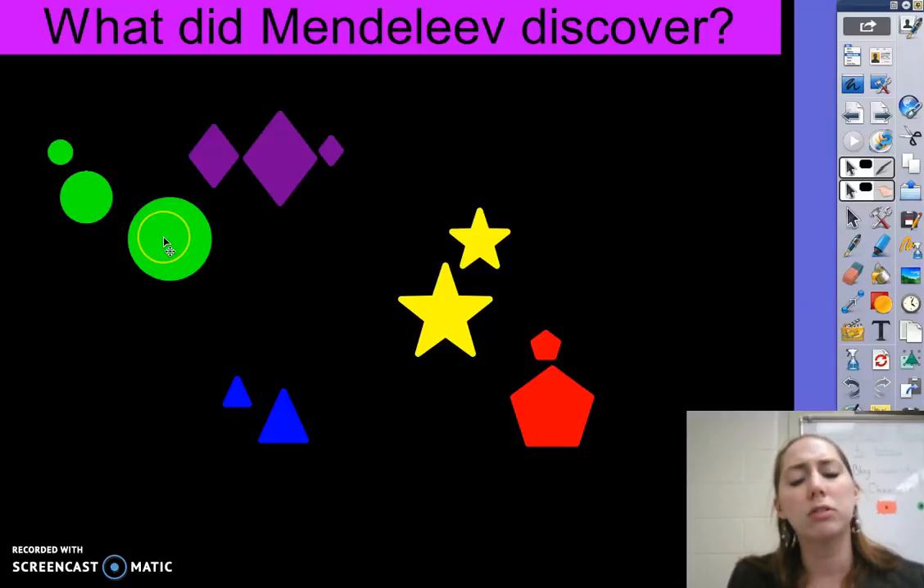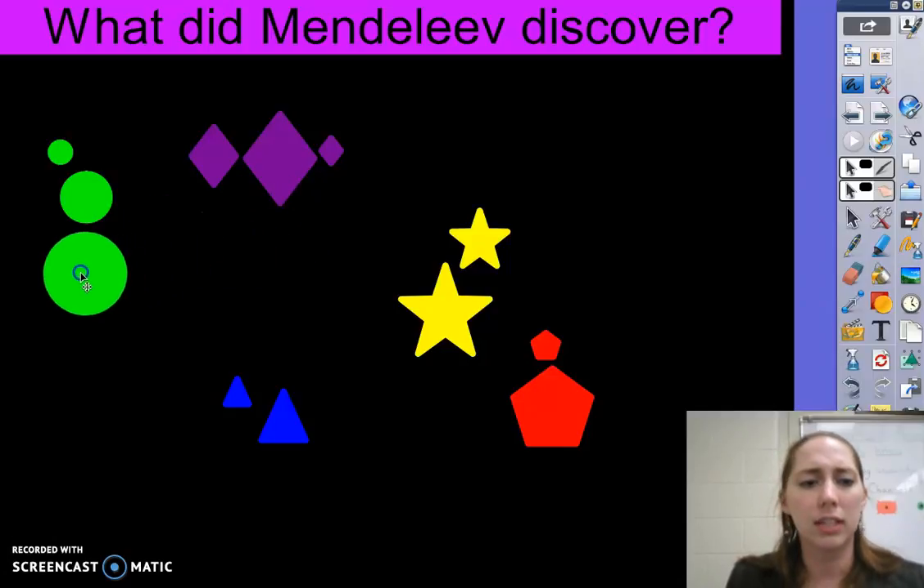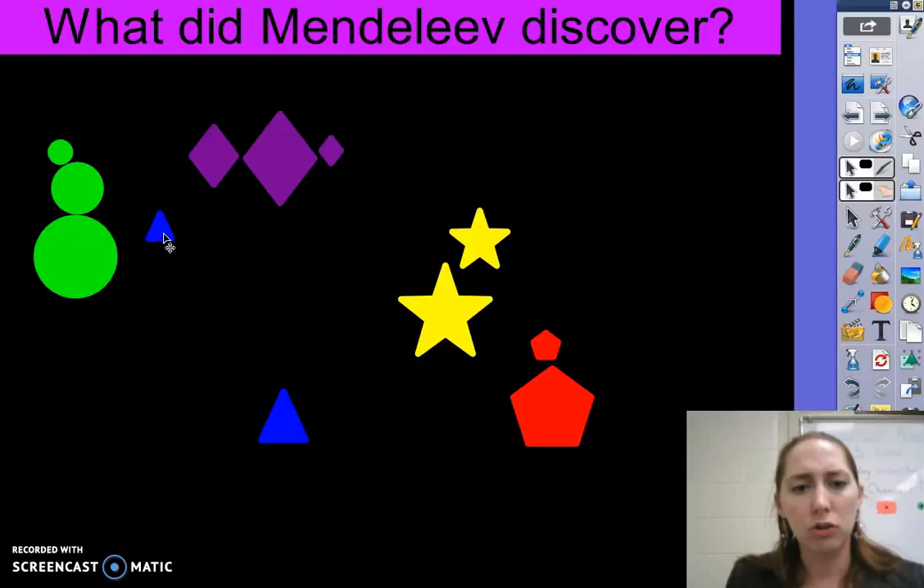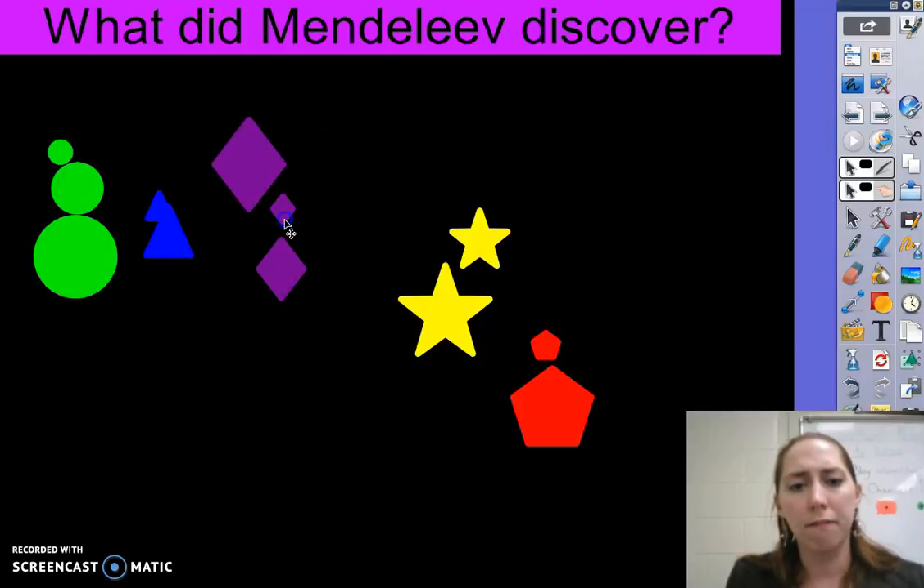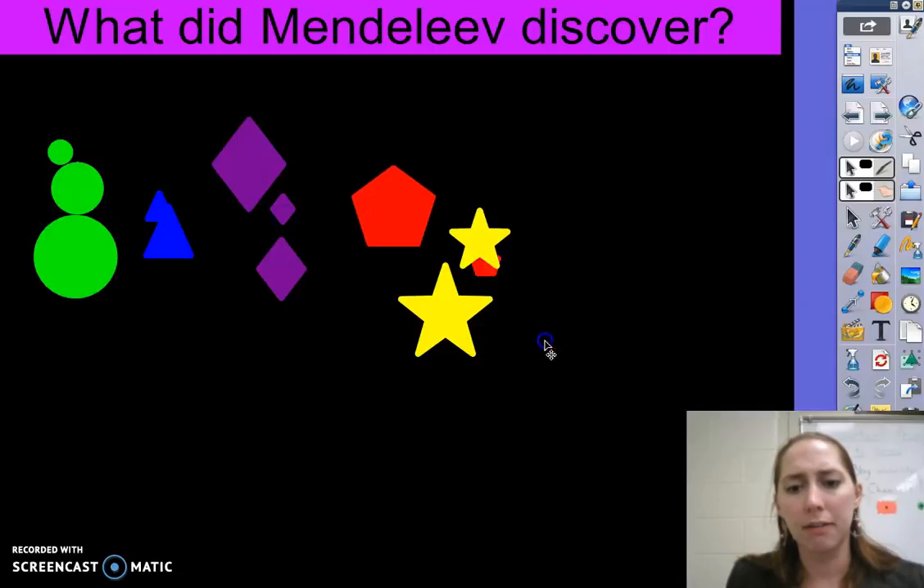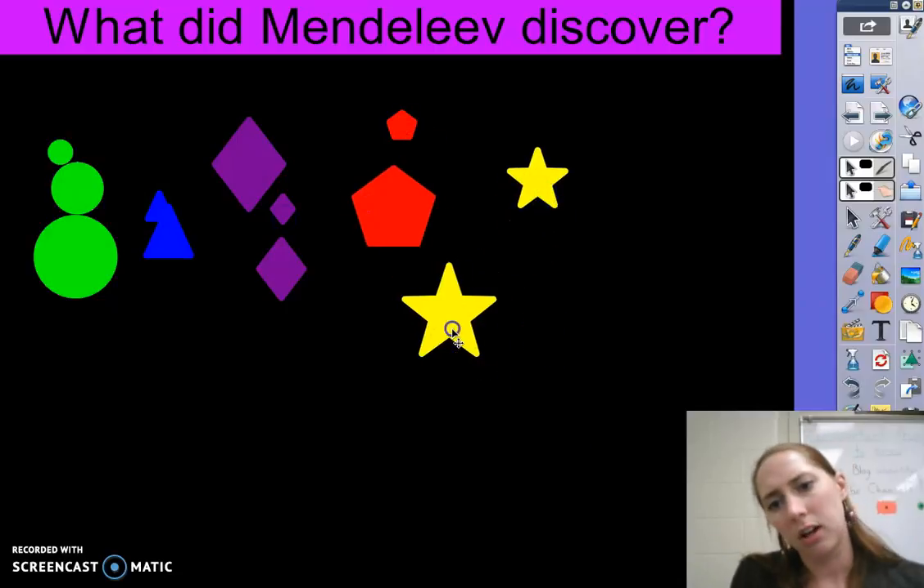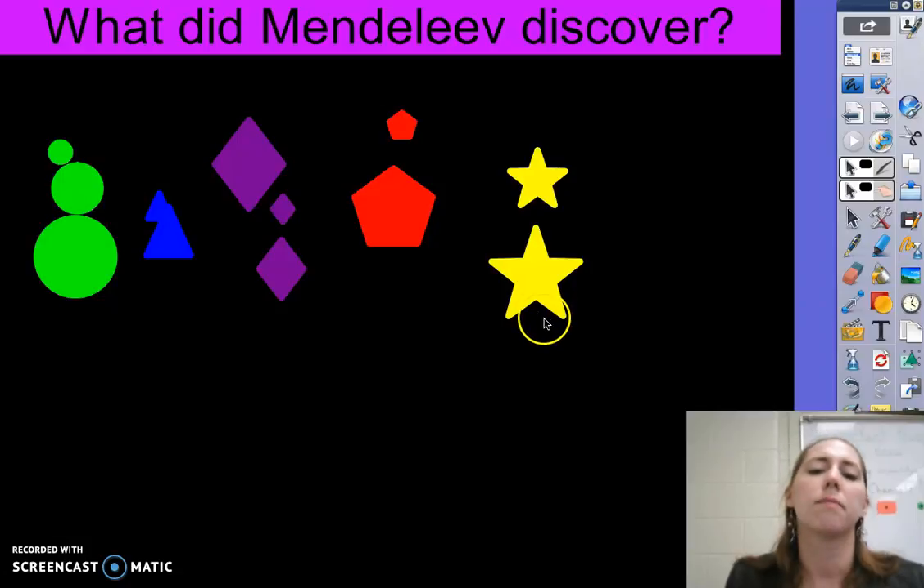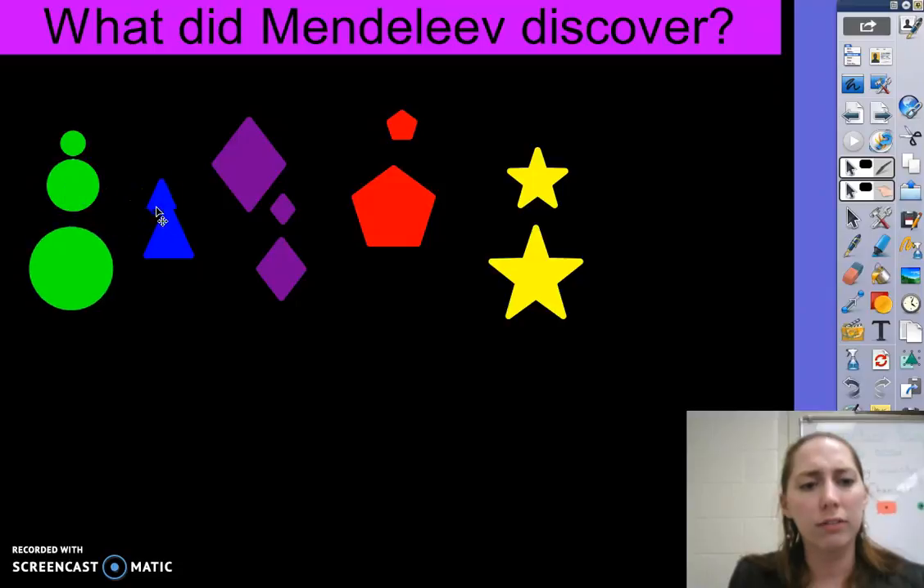He'd be like, oh, well, you know, circles, they don't have any corners, so let's stick them first. And then triangles have 3, and then these diamonds have 4, our pentagons have 5, and our stars also have 5, but a few more in the corners there. So now it's a little bit more organized. And he looked even more. He's like, oh, wait, I can organize it in order of their sizes.